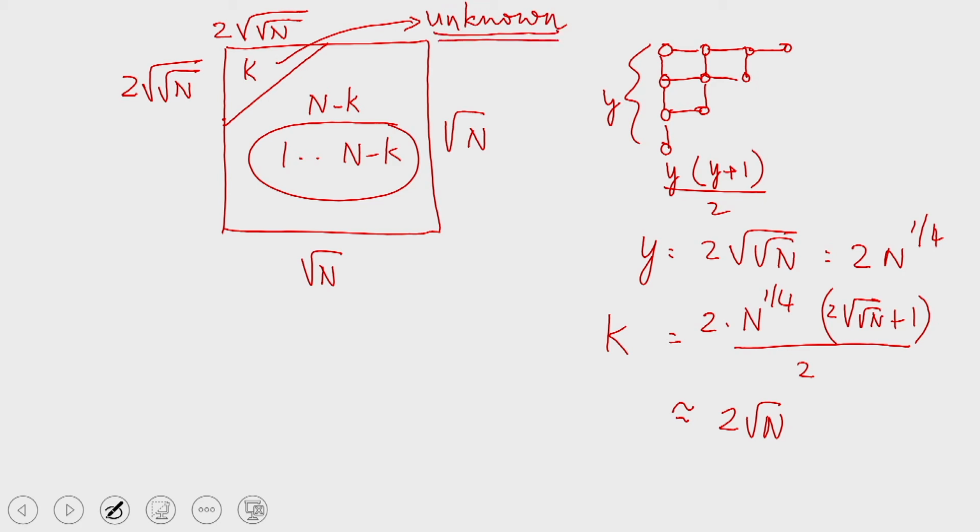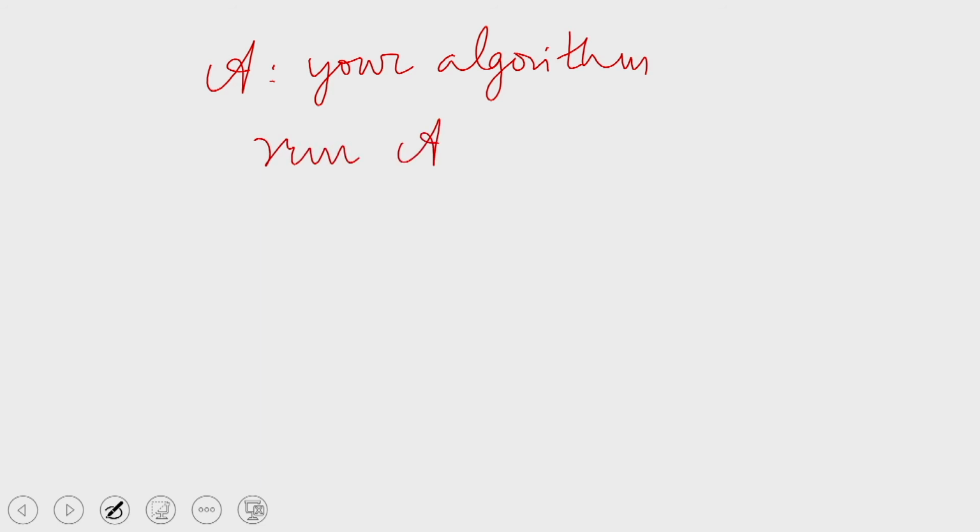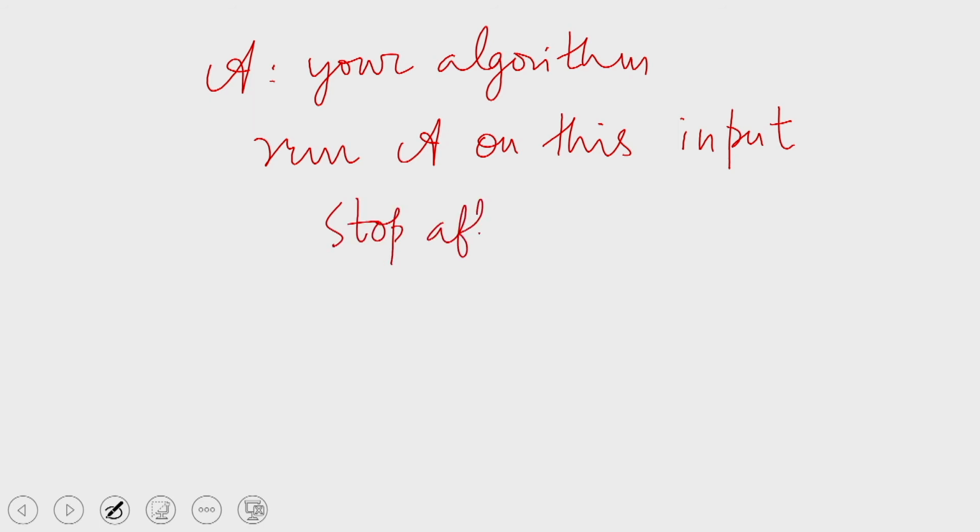Then what I do is this: I take your algorithm A, I run A on this input, and stop the algorithm after 2 root n minus 2 n power 1 by 4 minus 3 steps.